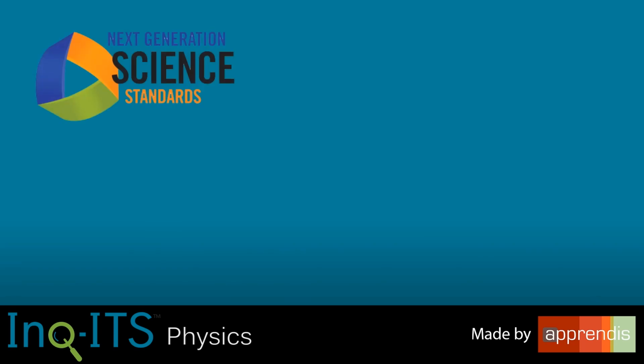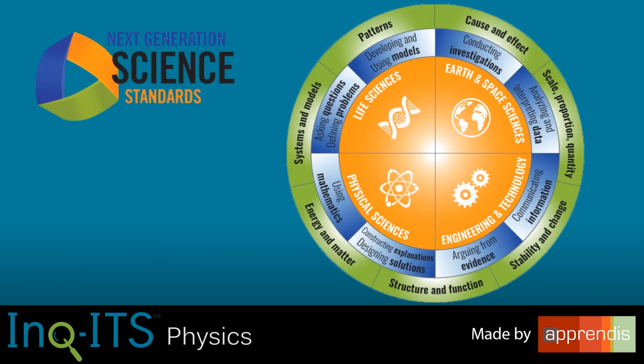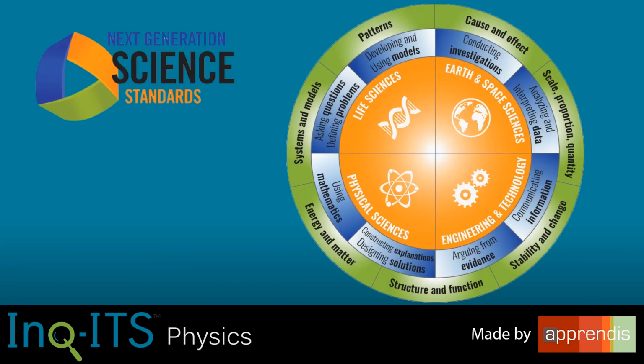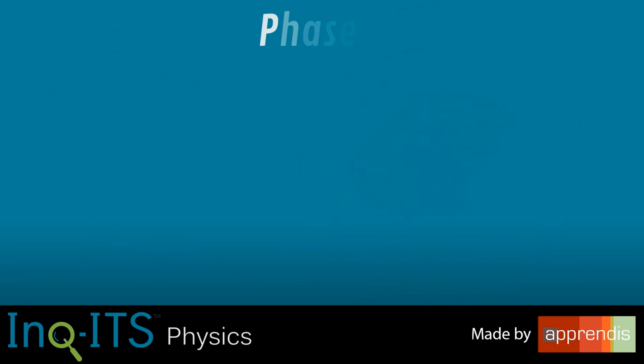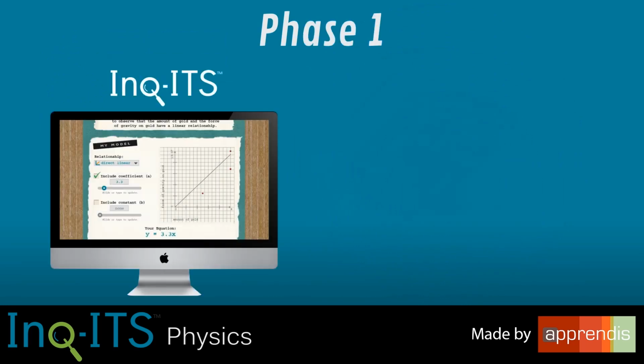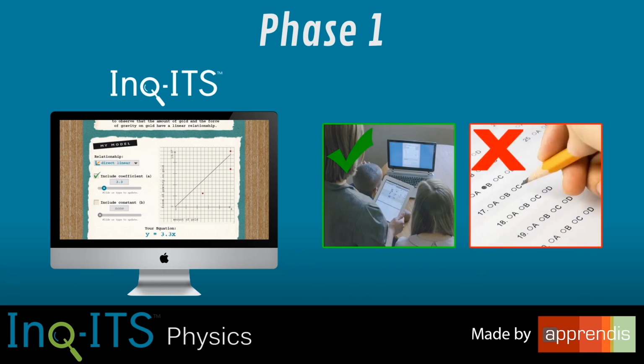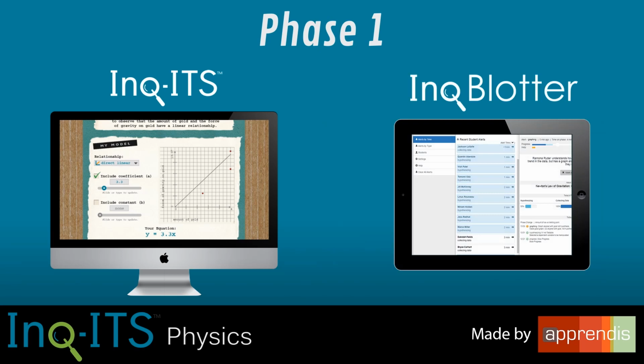New science standards require teachers to integrate practices, like using mathematics, into their science instruction so that students can achieve deeper understandings. This imposes new challenges for teaching and assessing students' competencies. In Phase 1, we created Inq-ITS online labs for high school physics that can assess how students use mathematics during inquiry. Students are assessed in real time based on how they conduct inquiry, not multiple choice or fill-in-the-blank items. We also created the Inq-Blotter dashboard to alert teachers immediately when students struggle.